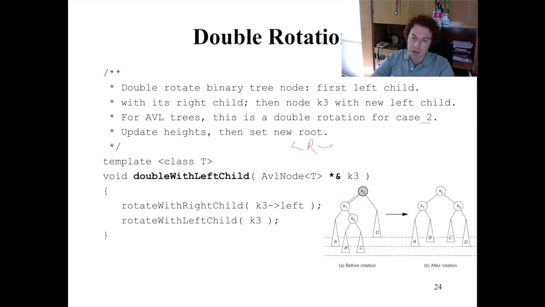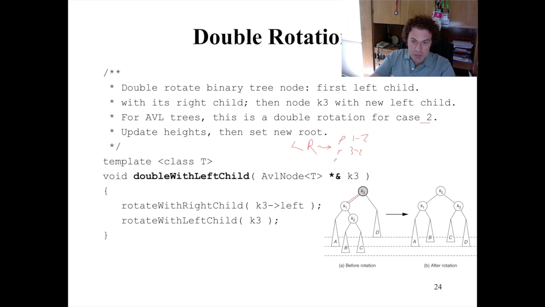So in our notation, we first need to do a left rotation without K3, with K1. So with 1 and 2. And then I will need to do a right rotation with K3, okay? And its immediate neighbor, whatever it is.